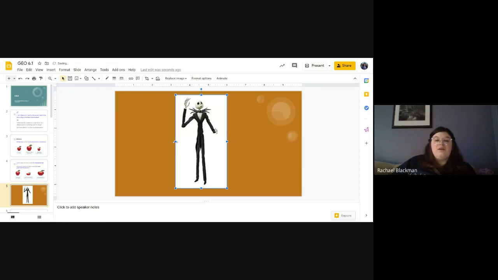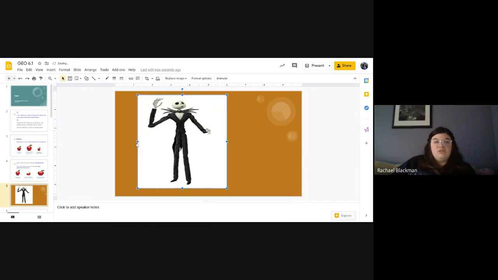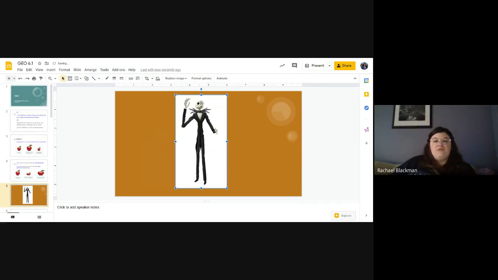Okay, what about a horizontal stretch? Again, height is the same, width got a lot bigger. I stretched him out horizontally. And then how about a vertical stretch? Don't really have too much room, but there we go. He got a little bit taller, but again, his width didn't change.